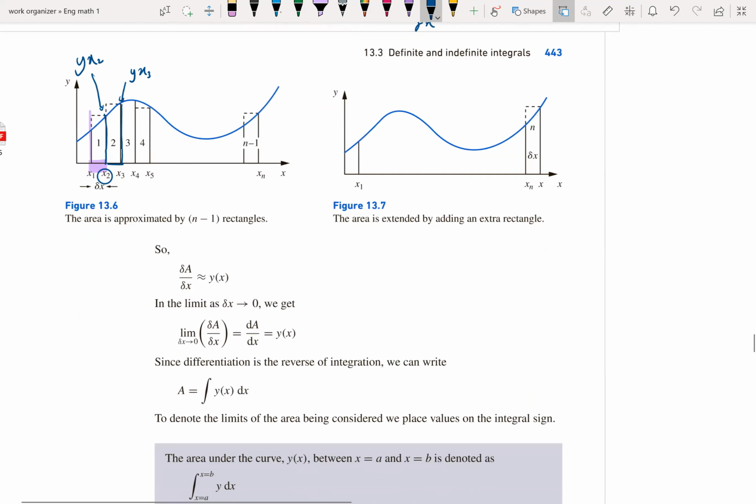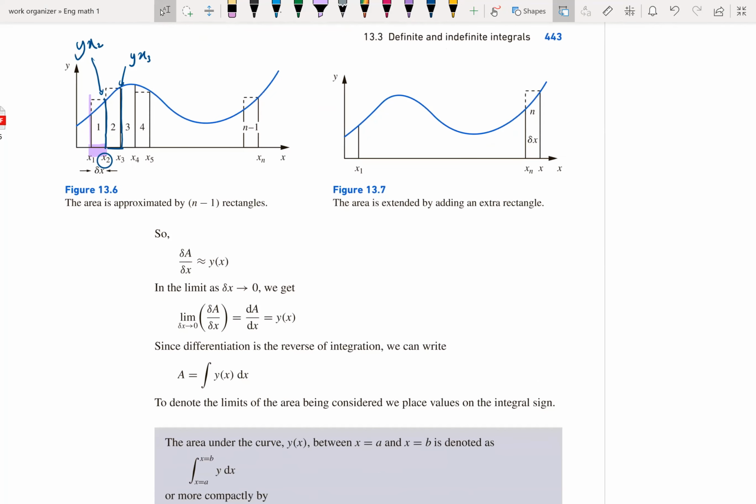So delta A over delta x is almost equal to y(x). And when delta x gets smaller, almost tending to 0, we call this dA over dx, the differentiation, equal to y(x).